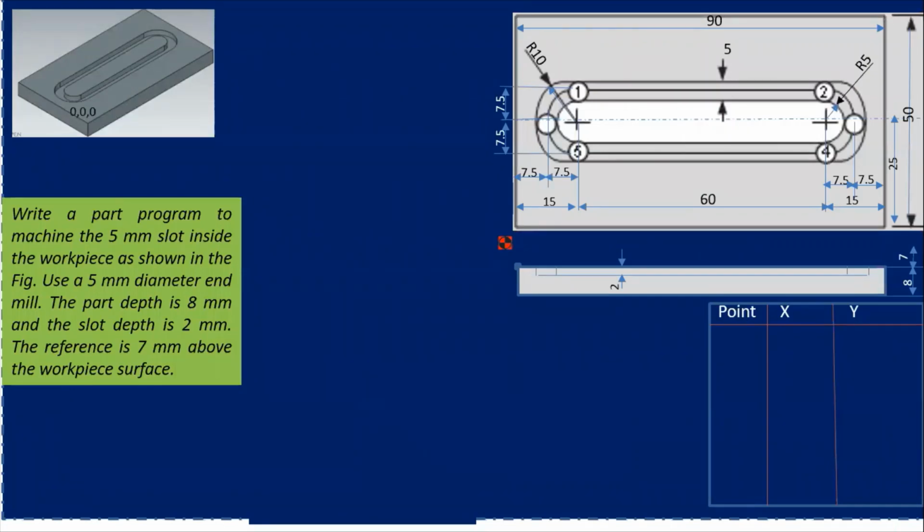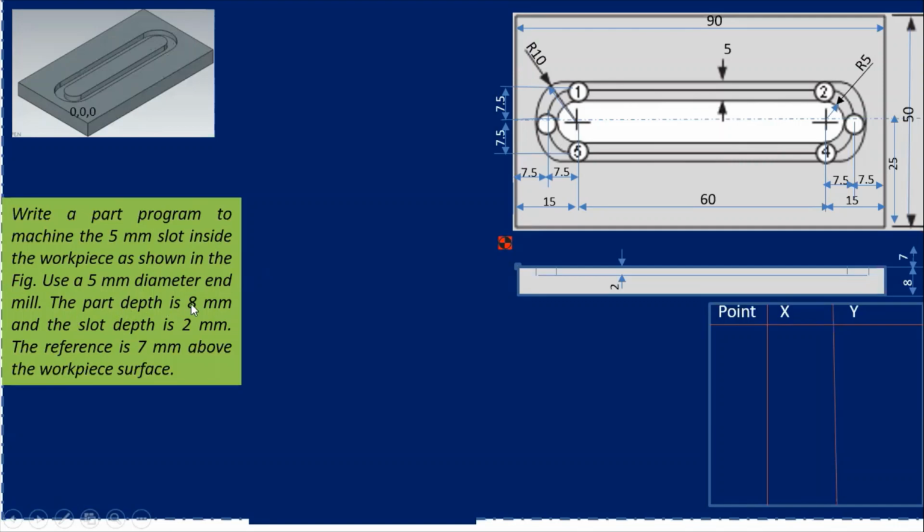Write a part program to machine the 5 mm slot inside the workpiece as shown in the figure. It means this is a 5 mm slot. Even in this 3D picture, you can see this is a 5 mm slot you have to make inside this workpiece. Then use a 5 mm diameter end mill. It means that to make this slot, you have to use the end mill cutter.